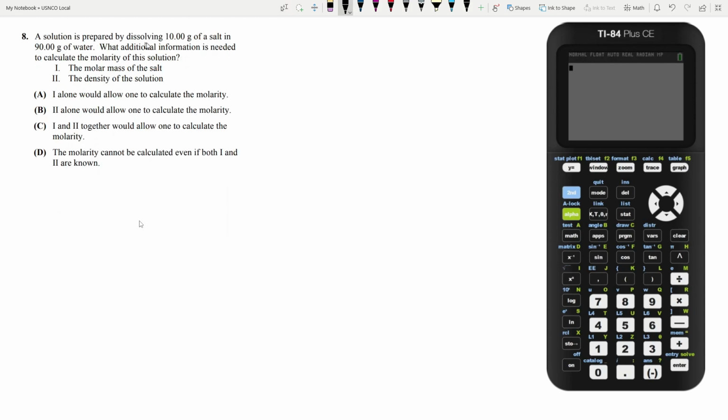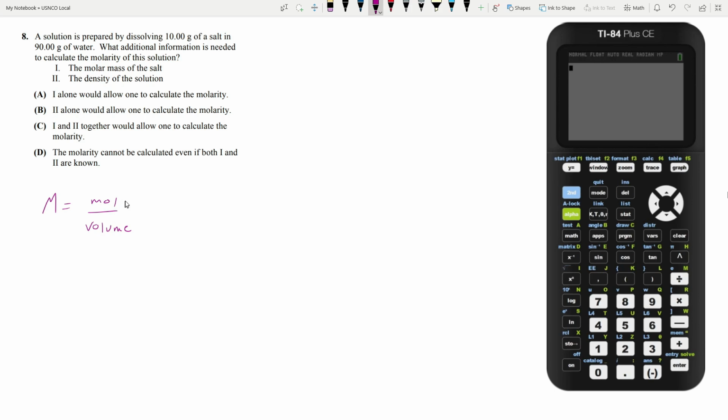A solution is prepared by dissolving 10 grams of a salt in 90 grams of water. What additional information is needed to calculate the molarity of this solution? One, the molar mass, and two, the density of the solution. Personally, I'm not a big fan of this question, and I'll show you why. So molarity, as you know, is just moles over volume. So we need some way to figure out the number of moles of the salt, and we need a way to get the total volume of the solution.